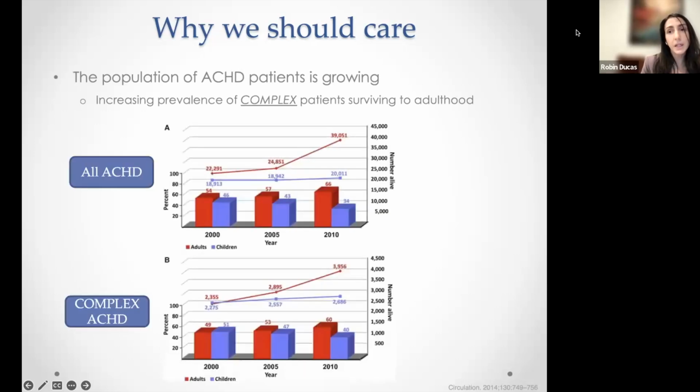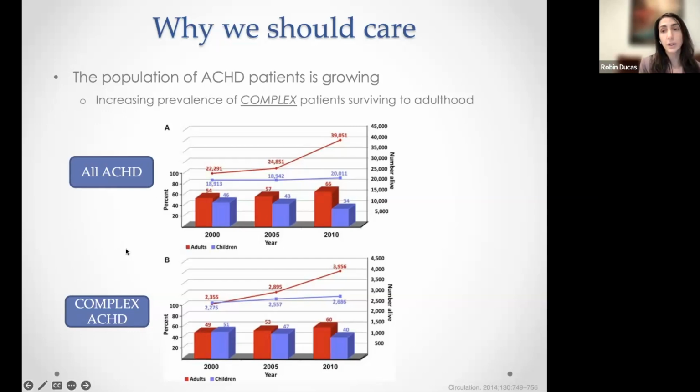And so this is some data out of Quebec, so it's Canadian data. What this shows is the prevalence of congenital heart disease in adults and children, adults being the red bars here, children being the blue. I promise this is the only graph. And what we can see is for all congenital heart patients, the prevalence from 2000 to 2010, so this is quite old data, shows a significant rise in the number of adults with congenital heart disease compared to kids. So the adult group is growing faster. And that's because these patients are surviving to adulthood, and in adulthood, they are living longer.